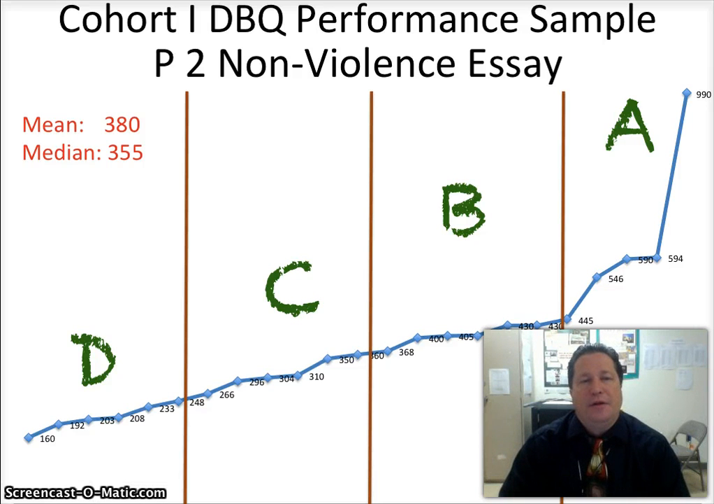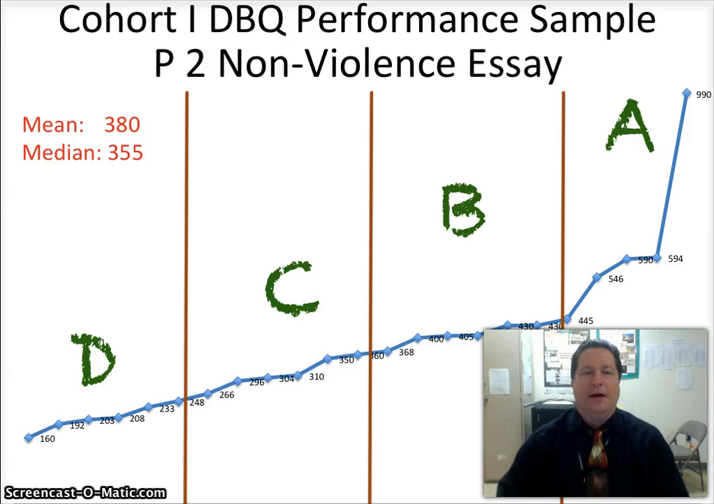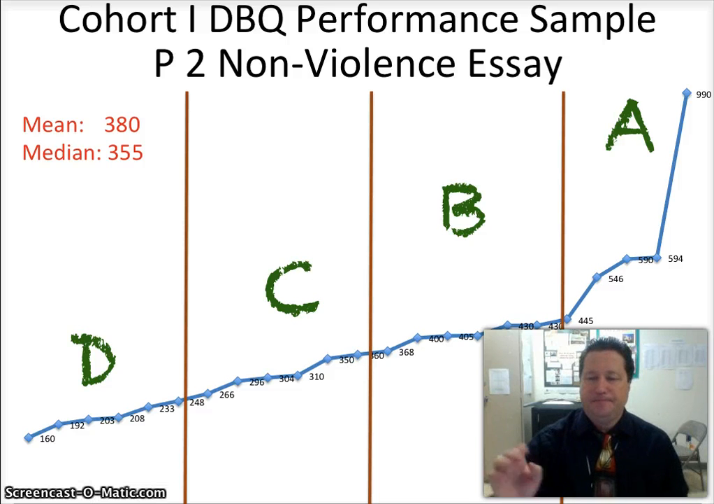cohort with their DBQs, I charted these like this. And you would see the kids jump up, and this would be hanging in my room. They would jump up, they would run to see where they were. And what this gave them, which I don't see a lot of teachers doing, is the context of where they are in their classroom. Am I better than Susie? Am I worse than Johnny? How come this person can write 990 words, but I only could manage 160? So this was very effective, and it certainly motivated them.